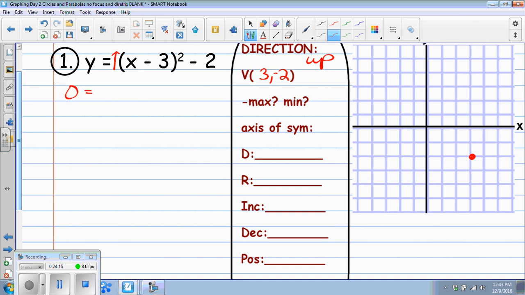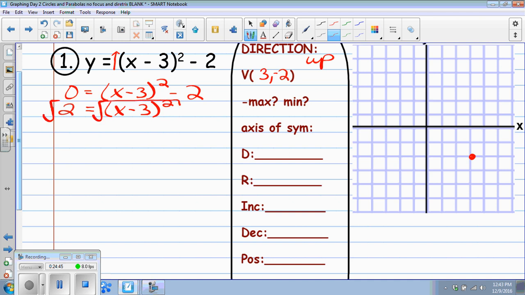So 0 equals x minus 3 squared minus 2. So I have to add 2 to both sides, right? So positive 2 equals x minus 3 squared. What now? No, you don't want to expand it. You're going to get back where you started. Then if you expand it, you're going to make a bunch of x's. Square root it. Square root. Perfect.